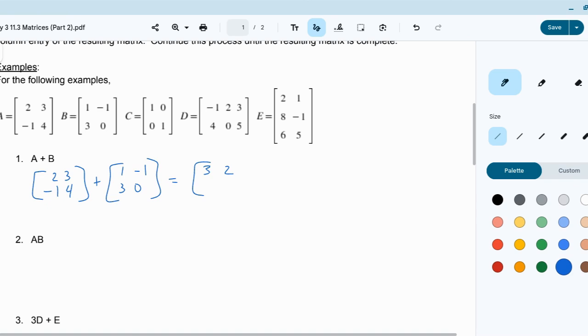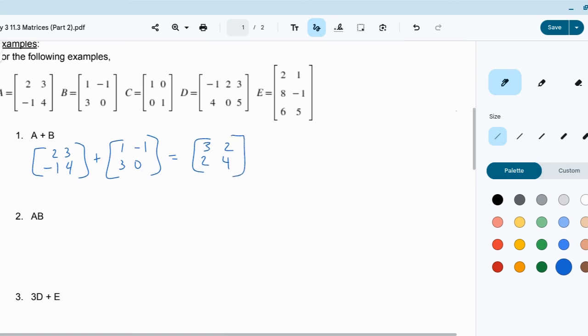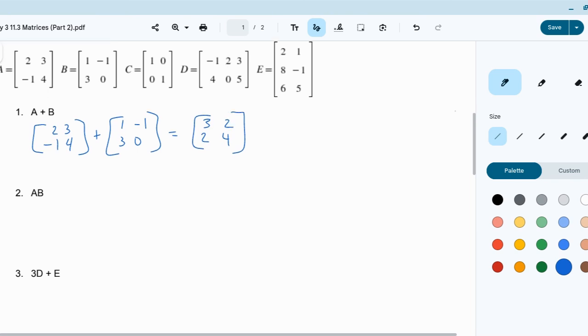Now in the bottom left, I have negative 1 plus 3, so I'm going to get 2 in my second row, first column. And then adding the last spots, 4 plus 0, I get 4. As you can see, because you added same size matrices, you are going to get the same size matrix back. In number 2, now we're doing some multiplying.